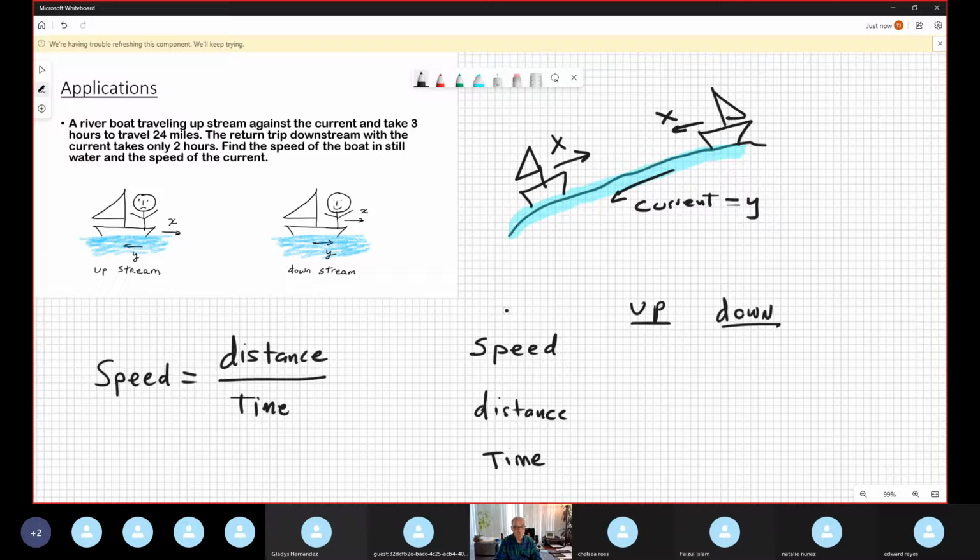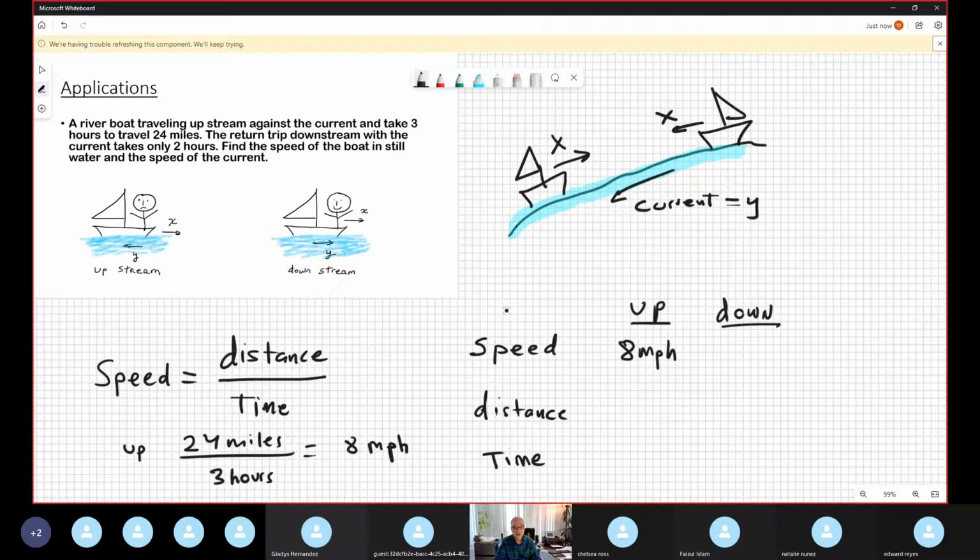Okay, so now, when you are moving over, the distance is 24. So moving up is 24 miles, and the duration of the trip is 3 hours. Therefore, it's 8 miles per hour. This is the speed when you move up.